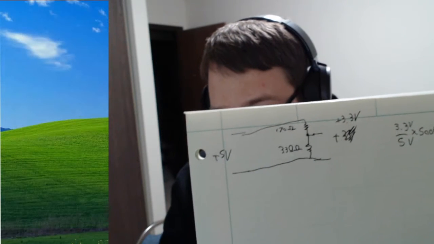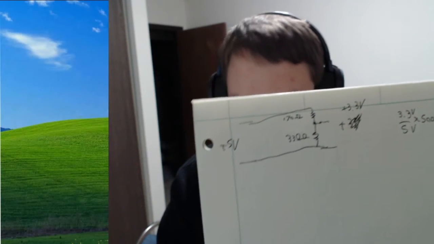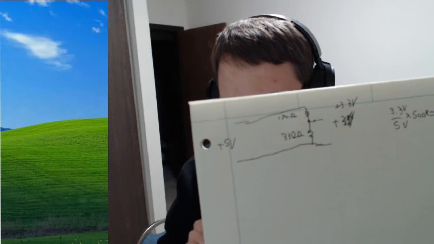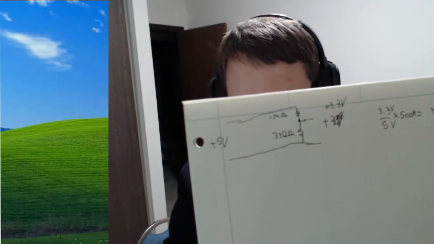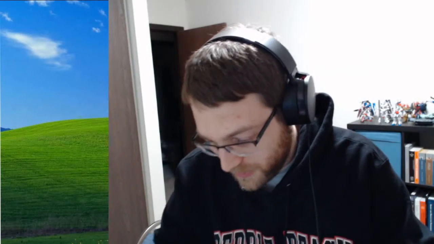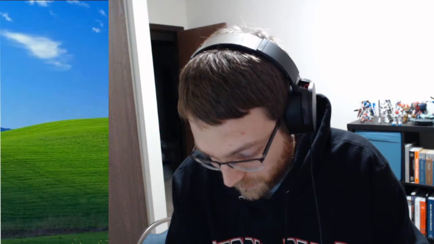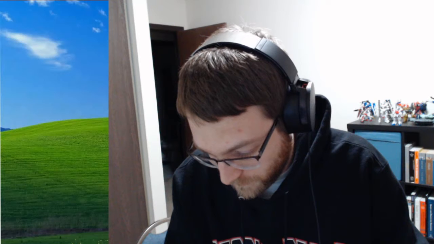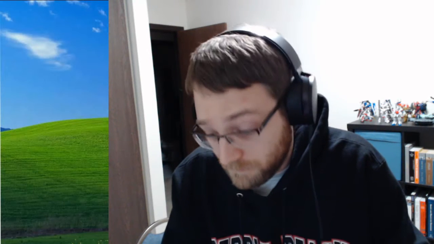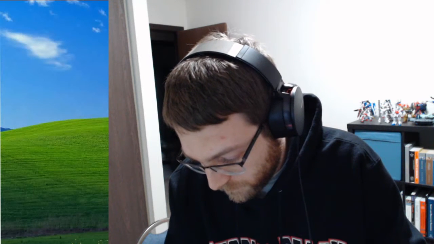But there's a problem with this. The problem with this is that resistors are lossy. They lose a huge amount of power. Is that kind of the point of a resistor? To lose some power so you don't fry the other stuff?